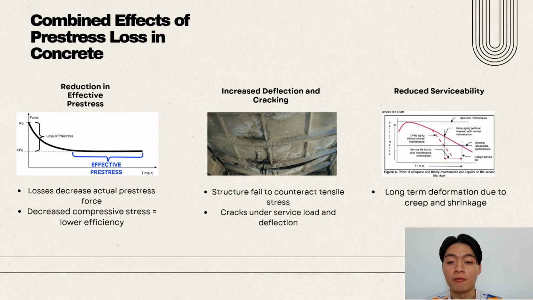There are many effects of pre-stress losses. Firstly, the reduction of effective pre-stress. Pre-stress losses decrease the actual effective pre-stress force, thus reducing compressive stress. This results in lower efficiency of pre-stress force. Secondly, the structure will be more prone to deflection and cracking. This is because the compressive force fails to counteract tensile force, forming cracks and deflection under service load. Thirdly is reduced serviceability. Long-term deformation due to creep and shrinkage reduces the service life of the structure.